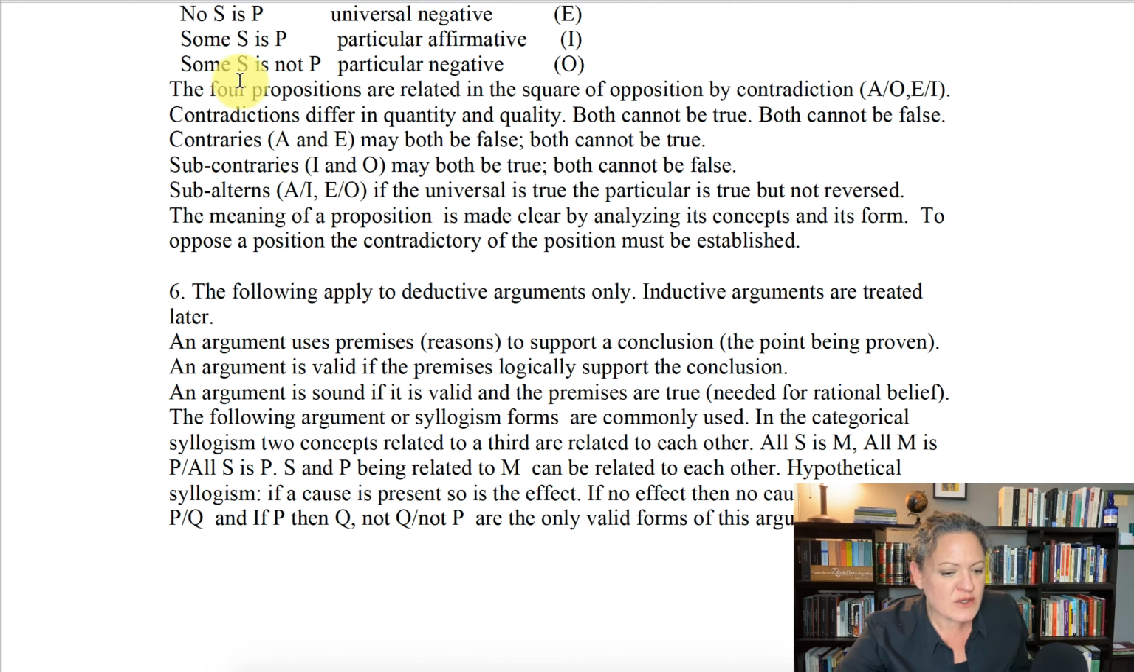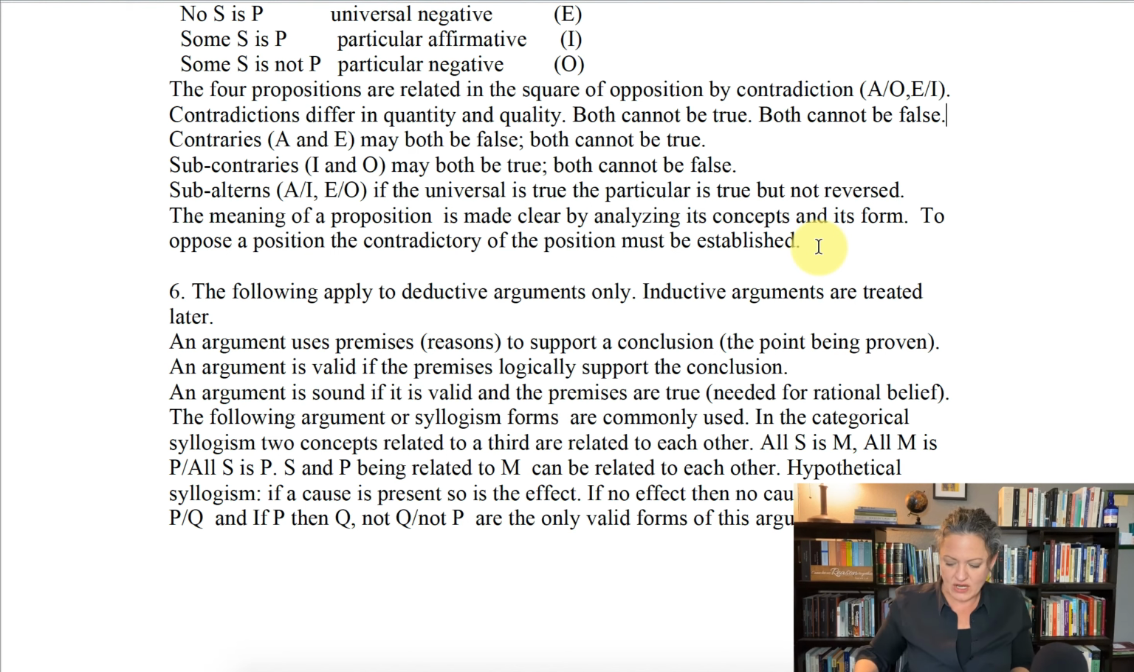Now, I don't need you to know all these rules right now. I do want you to know contradictions defined in 3 ways. The meaning of a proposition is made clear by analyzing its concepts and its form. To oppose a position, the contradictory of the position must be established. So what we're going to do is use that square of opposition in metaphysics, which I will reserve for the next handout. I want to conclude this handout by going back to our discussion we started already on argument.